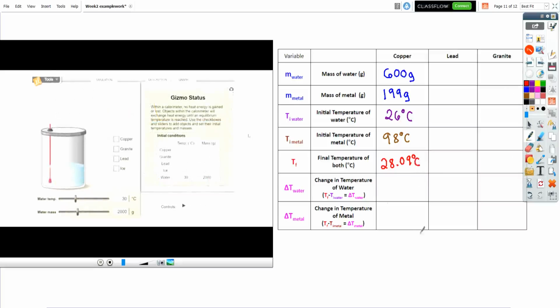I'm going to circle back and do one example of change in temperature, but I'm going to leave the rest of that to you. So now on to our lead trial. My starting temperature of my lead is going to be 99 degrees Celsius. And the initial mass of my lead is 199 grams. I'm going to keep the same mass of water, 600 grams. And I've set my initial water temperature to be 25 degrees Celsius.